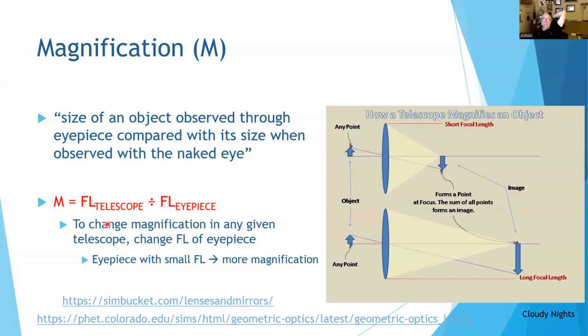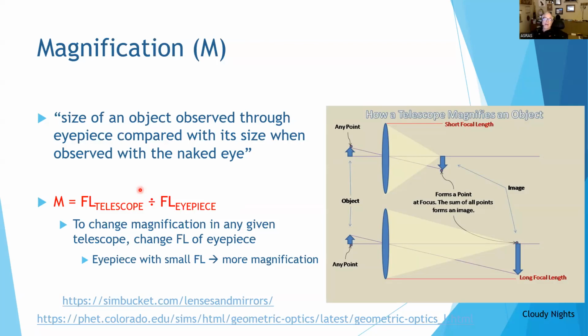So magnification equals, again, the focal length of the telescope divided by the focal length of the eyepiece. So if you're using a telescope, for the most part, you can't change the focal length of the telescope, with exceptions to be discussed. But the easiest thing to do if you want to increase or decrease magnification is to change the focal length of the eyepiece. So each eyepiece is labeled with its focal length.